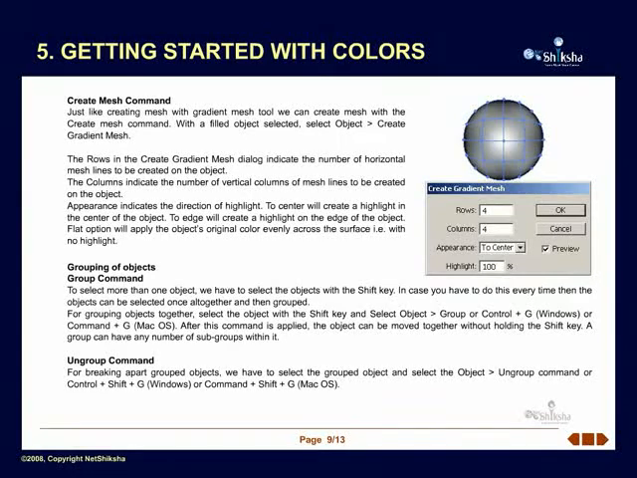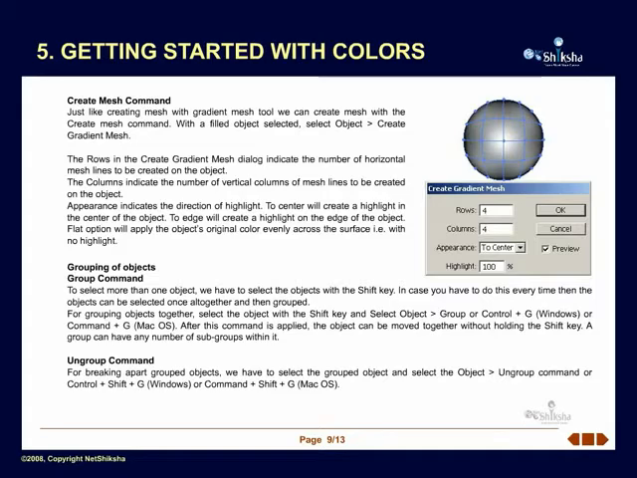In the Create Gradient Mesh dialog, rows indicate the number of horizontal mesh lines to be created on the object. The columns indicate the number of vertical columns of mesh lines to be created on the object. Appearance indicates the direction of highlight.